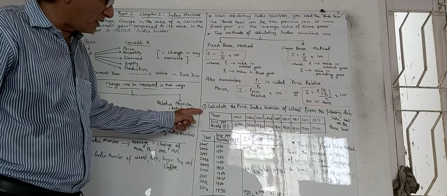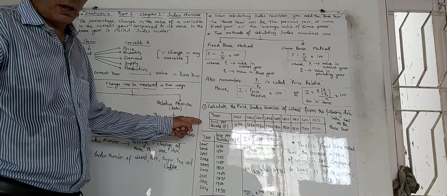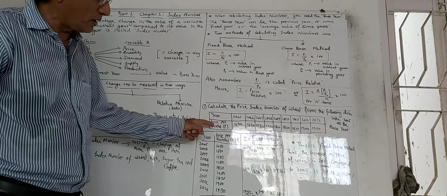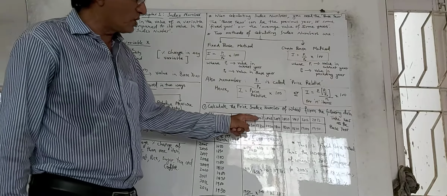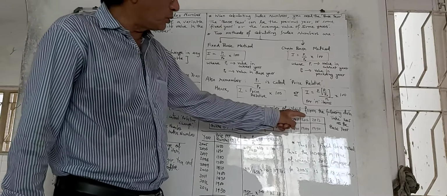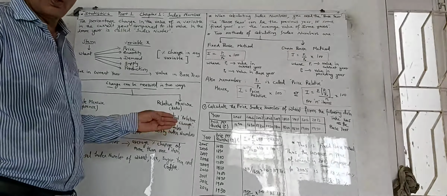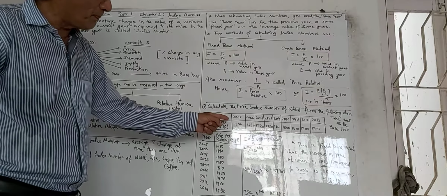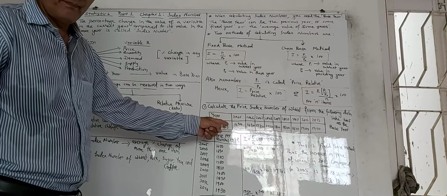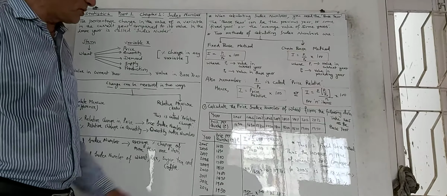Alright, now what is the data given? Year and price per quintal, that is per 100 kilograms. Price per 100 kilograms or quintal in rupees for 2005, 2006, 2007, 2008 up to 2013. And the value, that is the price per quintal in each year. This is the price of wheat in 2005, 1650 rupees per every 100 kilograms.